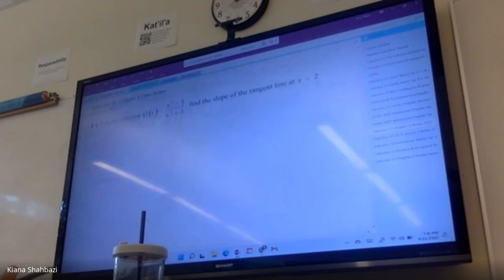Is this a problem with a fraction in it? For sure, right? You can factor the bottom, but the numerator doesn't factor nicely. And I want to find the slope of the tangent line at x equals 2. So it's asking for the slope when x equals 2. So basically what we're really asking in this question is I want to find q prime of 2. We want to find the slope when x equals 2.